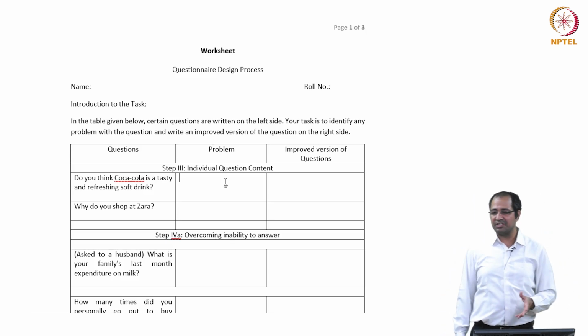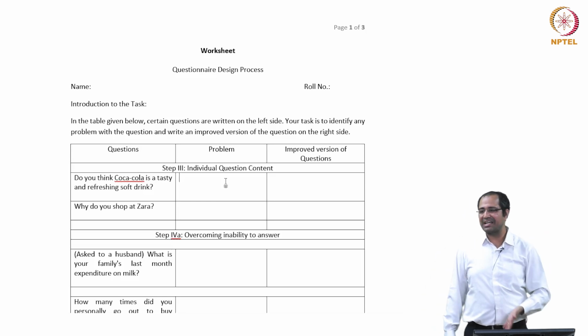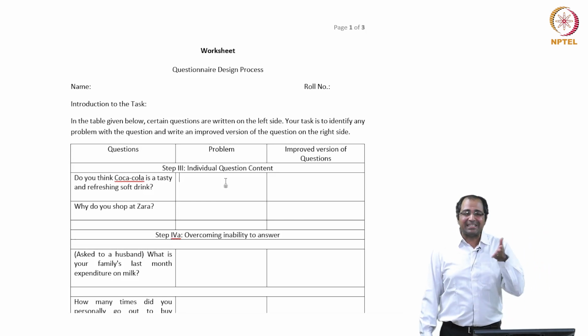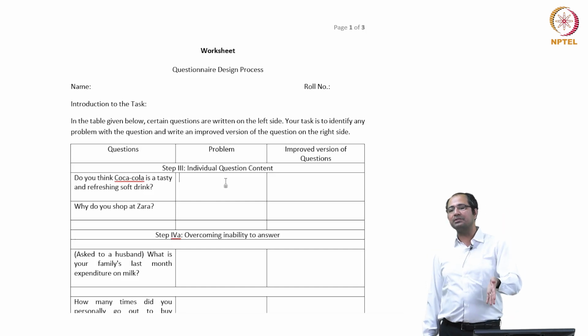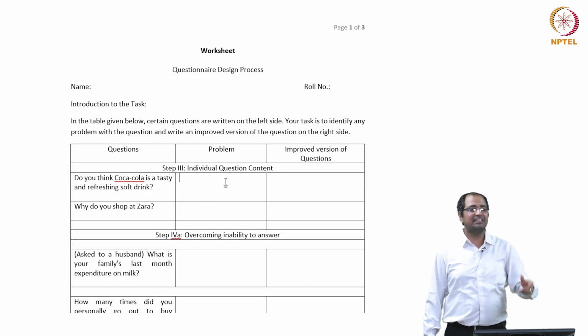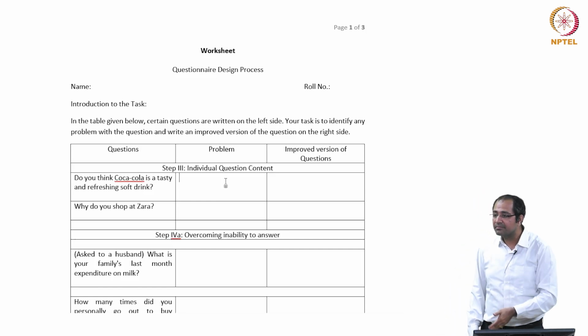One of the questions is given on the left side. Some statements and questions are given, and they have some problems. You have to tell me what the problems with them are, so that we know what the popular or common concerns are when we are determining the content of individual questions that need to be taken care of.